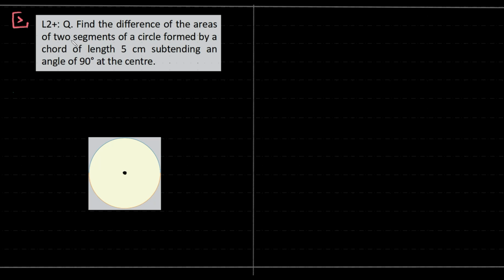Find the difference of the areas of two segments of a circle formed by a chord of length 5 cm subtending an angle of 90 degrees at the center. So first let's think about the diagram and then figure out what it is that we need to find. My answer starts with the diagram.